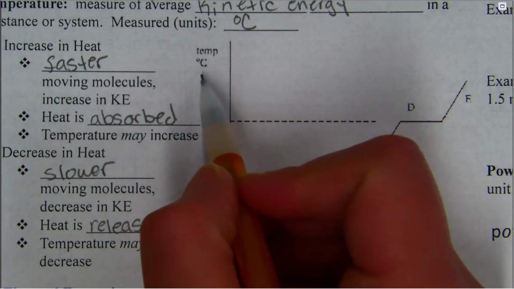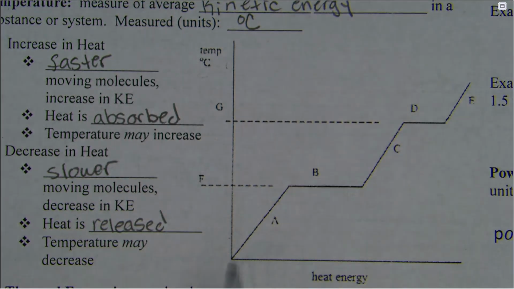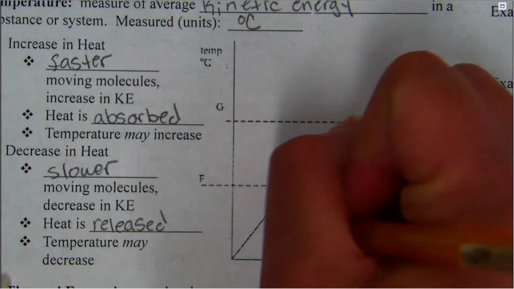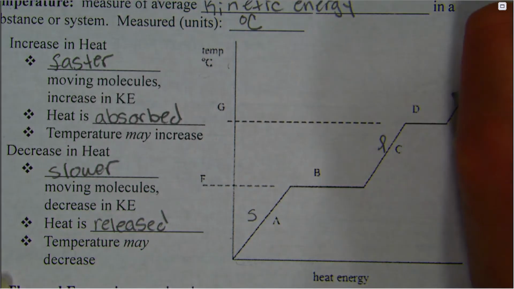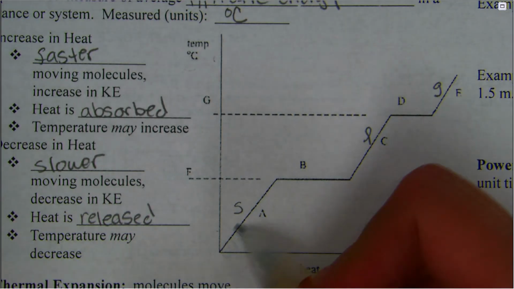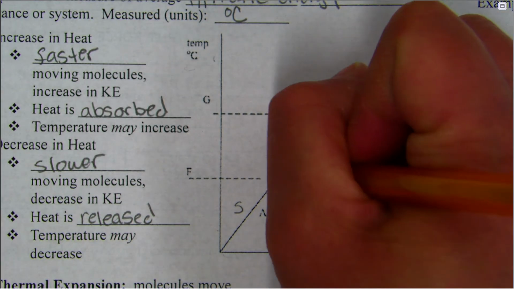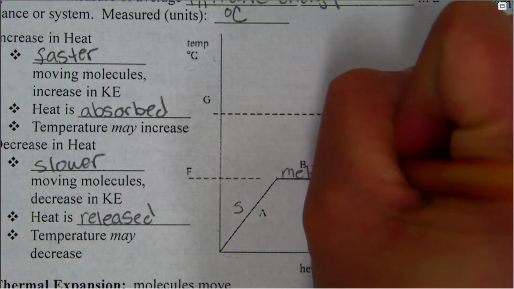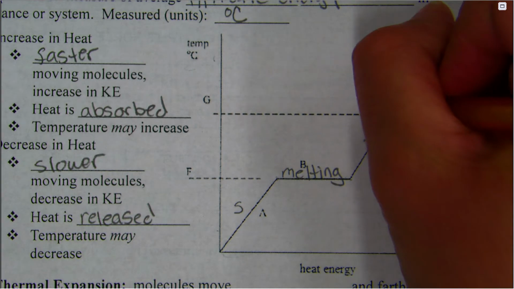All right, on our heating curve, we'll see we have our temperature as the y-axis. Our heat energy is the x-axis. If you remember, A is a solid, C was our liquid, and F, the line F, is our gases. So we go from a solid to a liquid, and when I heat something and go from a solid to a liquid, I say that is melting. And when I go from a liquid to a gas, we call that vaporization.